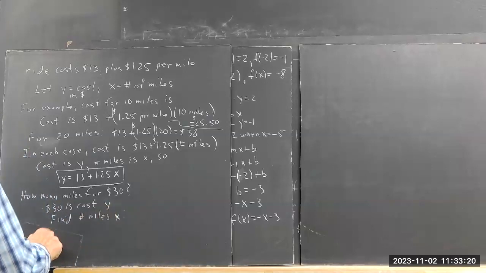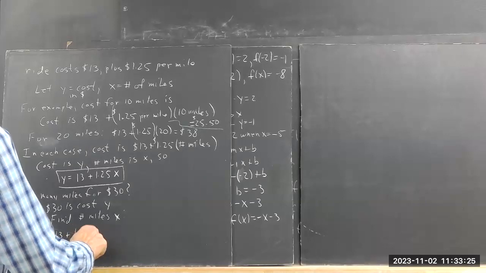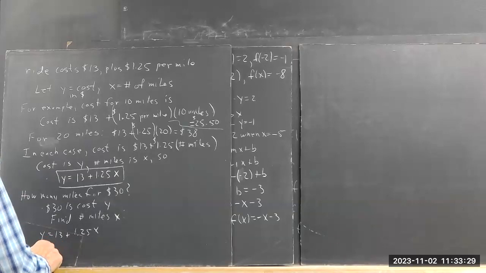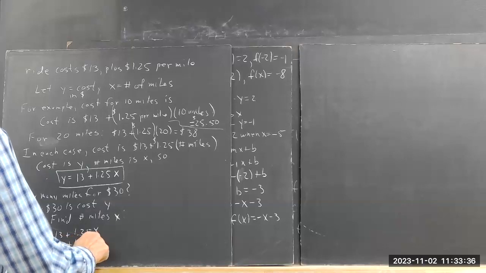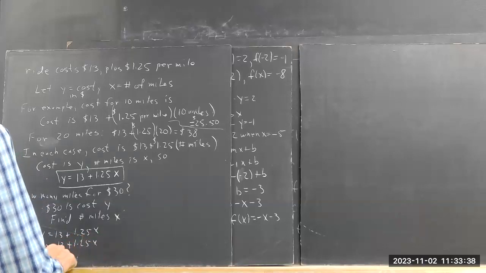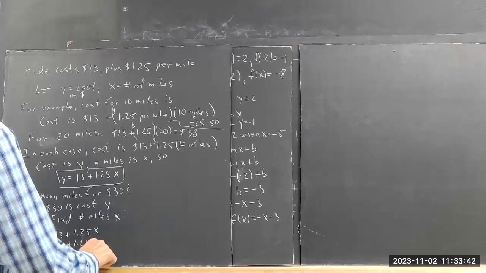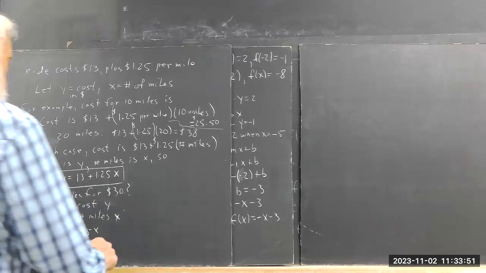So Y equals 13 plus 1.25X. 30 equals 13 plus 1.25X. For X, I'm not going to take the time to write out the details. We'll subtract 13 from both sides. We'll get 17 equals 1.25X.